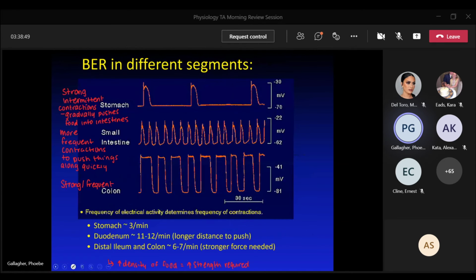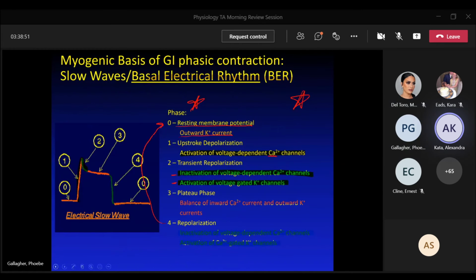Hey, Phoebe, I was just a little confused on the repolarization step, because I would think that the plateau phase, like that last bullet point where he says activation of calcium gated potassium channels, wouldn't the calcium gated channels be in the plateau phase and then the repolarization just be the potassium channels?